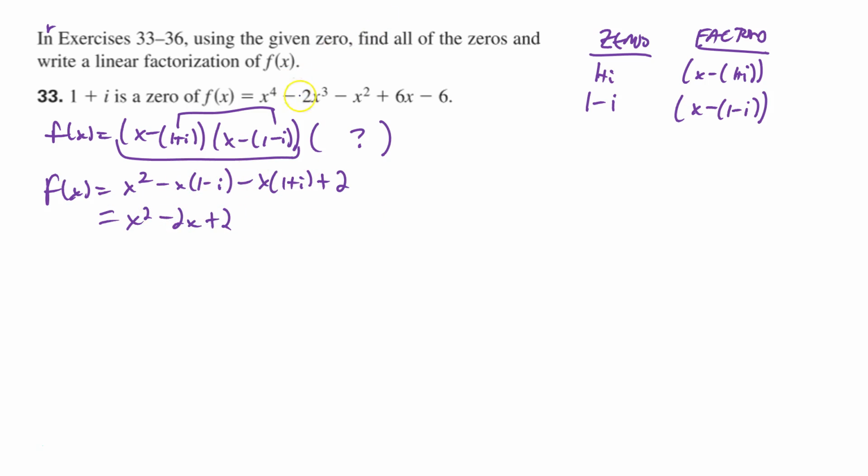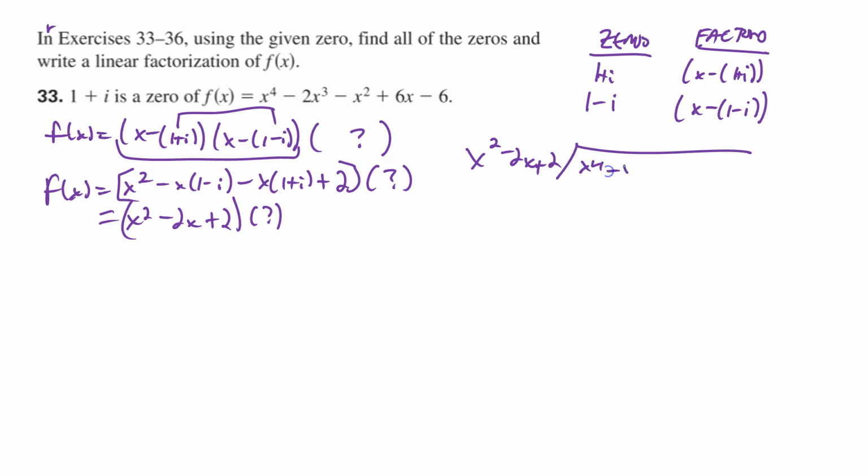So that is going to be divided, right? So I know that f of x is equal to all of this times I don't know what. Okay, so I'm going to divide f of x by x squared minus 2x plus 2, and that'll give me that question mark. So let's do that over here. So I'm going to do x squared minus 2x plus 2 into x to the 4th minus 2x cubed minus x squared plus 6x minus 6.